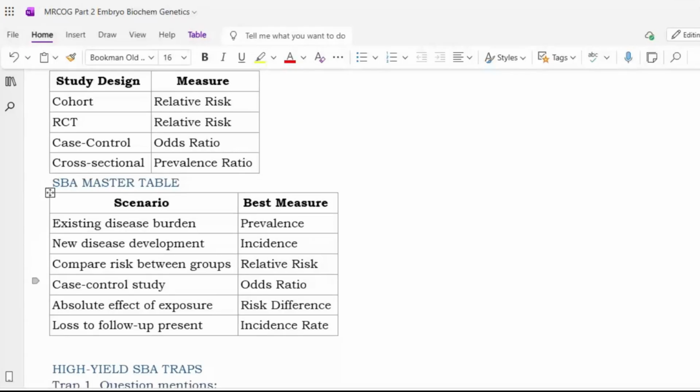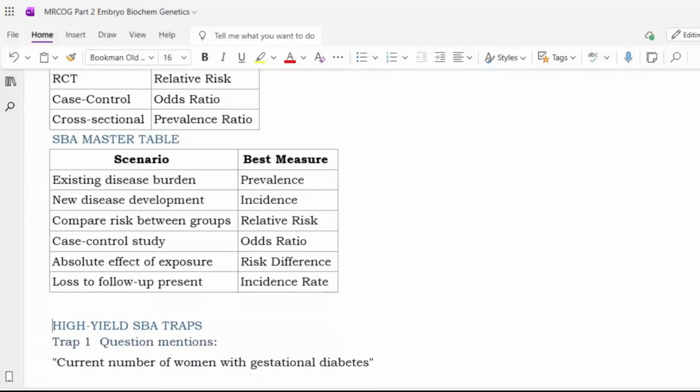Okay. Case control study will give you the odds ratio. Absolute effect of exposure is the risk difference, that is R1 minus R0 that we have seen. Then, if loss to follow-up is present, that is the incidence rate. So these are the things which you should remember.